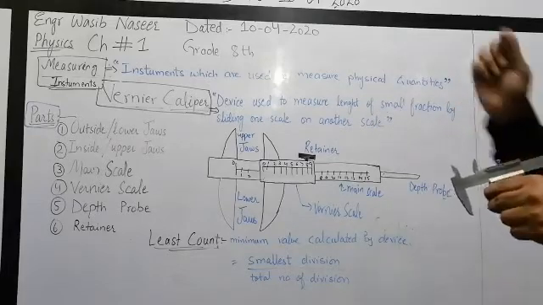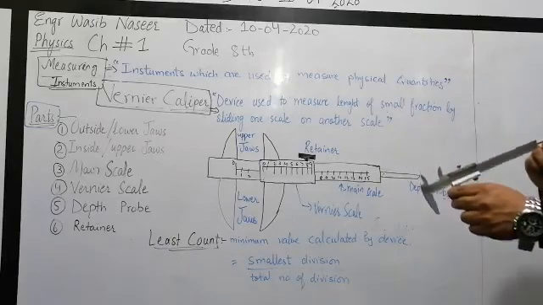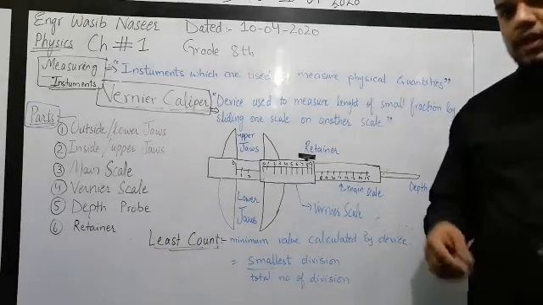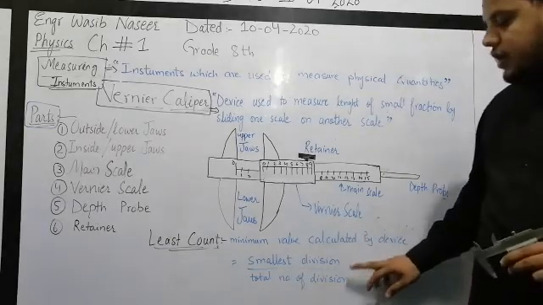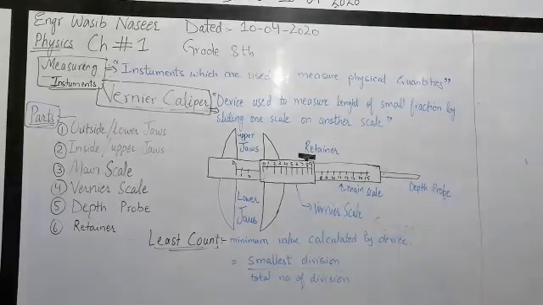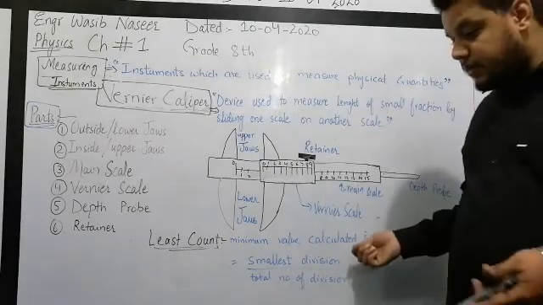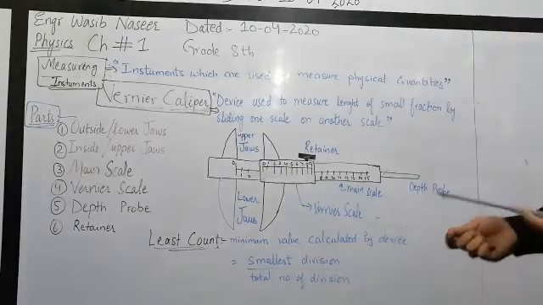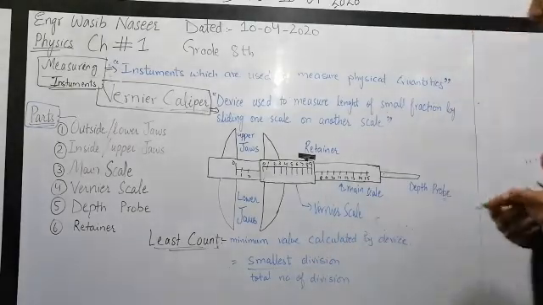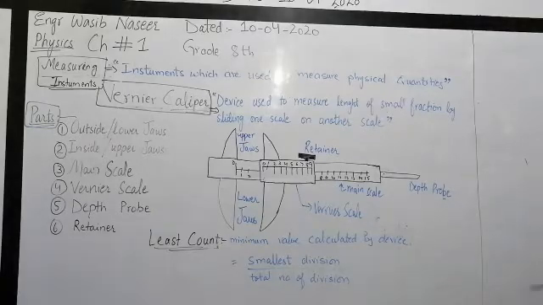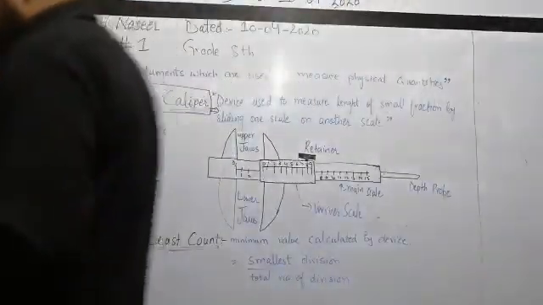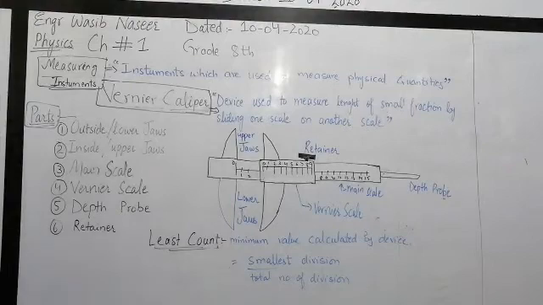Least count shows the minimum length that can be measured by any measuring device, and the formula to calculate the least count is the smallest division divided by the total number of divisions on the main scale. Like what is the smallest division? 1 millimeter divided by the total number of divisions, 15. You will divide and you will get the value. So also you will understand what the Vernier caliper is and for which purpose it is used.